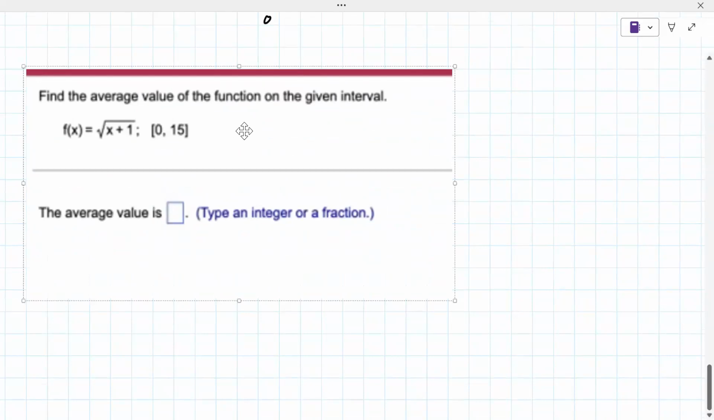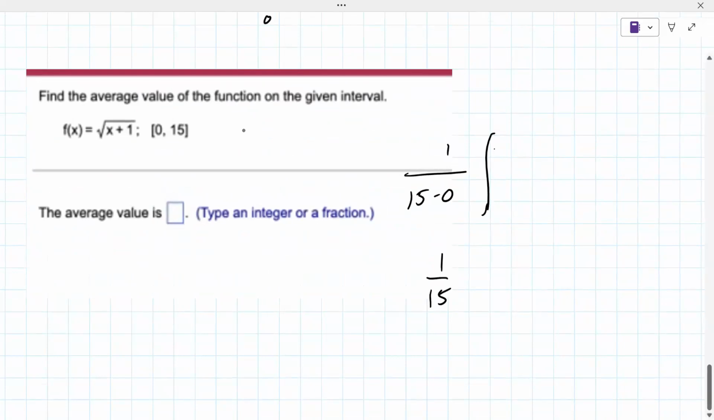All right, so this is the same thing. You're going to do the integral of 1 over 15 minus 0, which is really 1 over 15, integral from 0 to 15 of the square root of x plus 1 dx. That's what's going to go in your parentheses there. Yours probably will still work. Like I said, on the test, you'll just compare to the multiple choice.